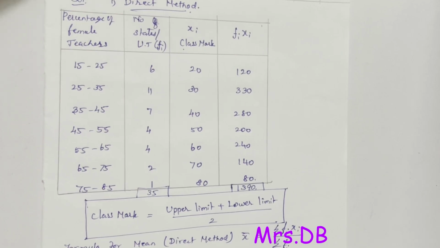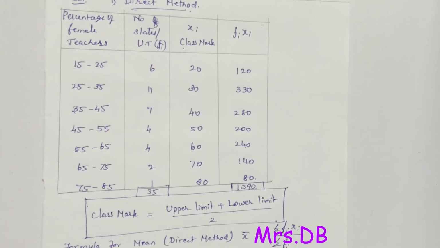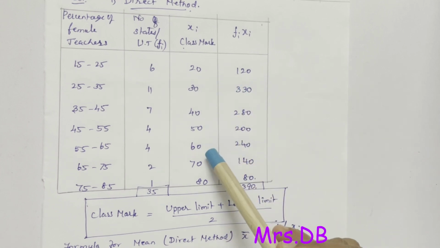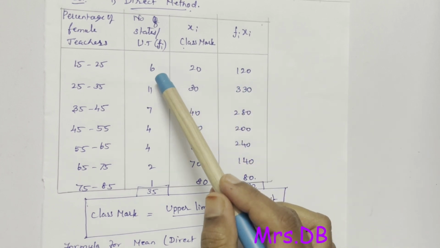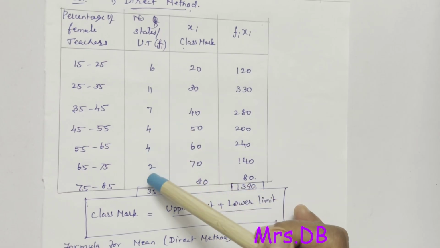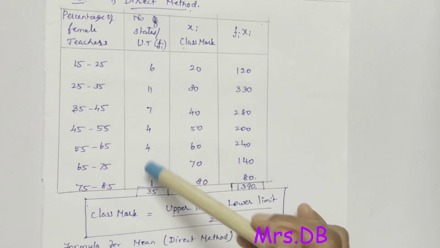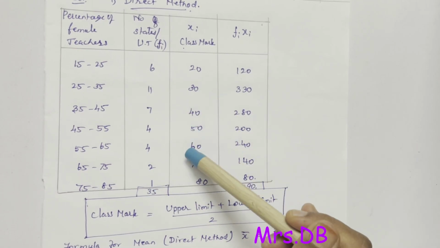This is the direct method. Okay, why should we go for other methods? Second method is the assumed mean method. Third one is the step deviation method. Why do we have to go for the other two methods? Here the xi value is high. We cannot make any changes in the frequency, that is fi. We can make changes only in xi.